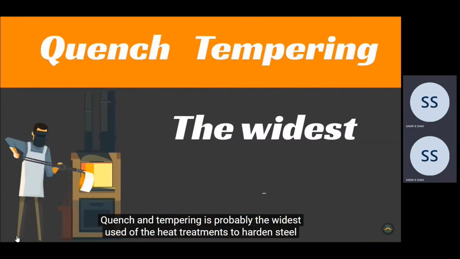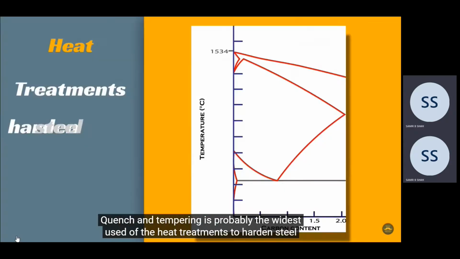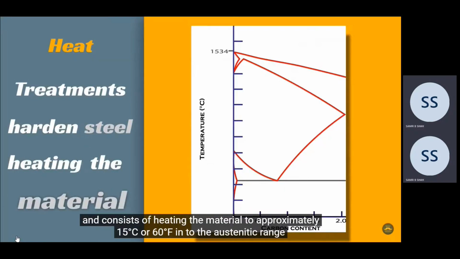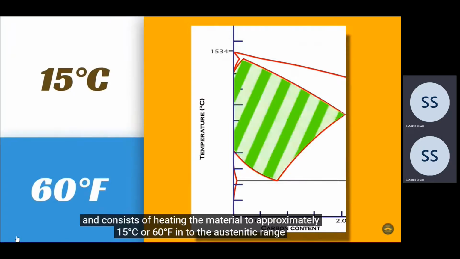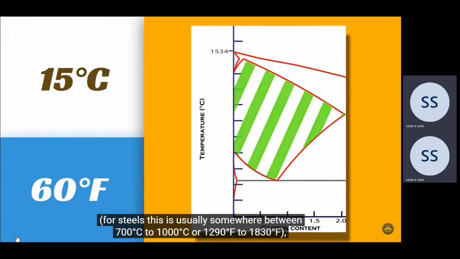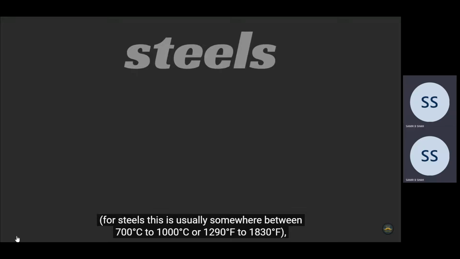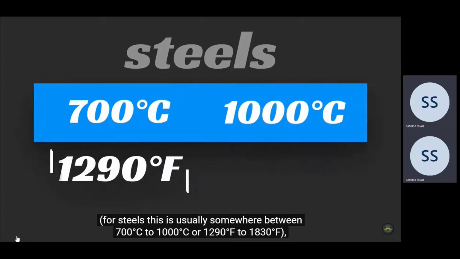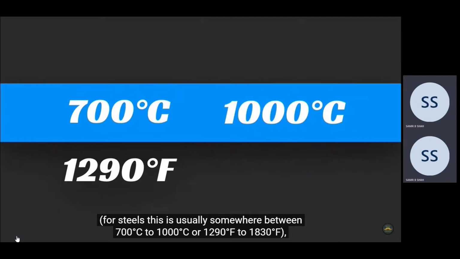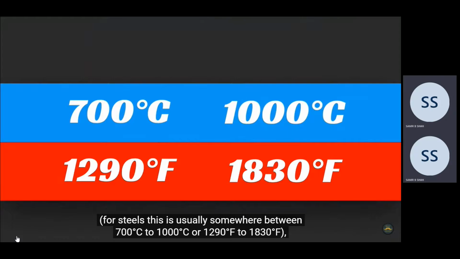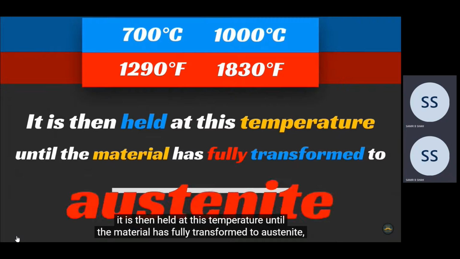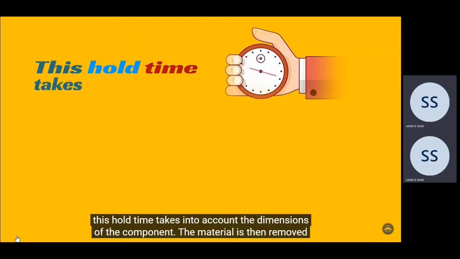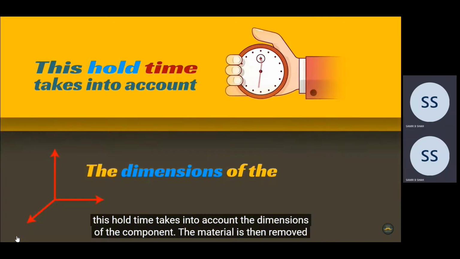Quench and tempering is probably the widest used of the heat treatments to harden steel and consists of heating the material to the austenitic range. For steels, this is usually somewhere between 700 degrees to 1000 degrees Celsius or 1290 degrees to 1830 degrees Fahrenheit. It is then held at this temperature until the material is fully transformed to austenite. This hold time takes into account the dimensions of the component.